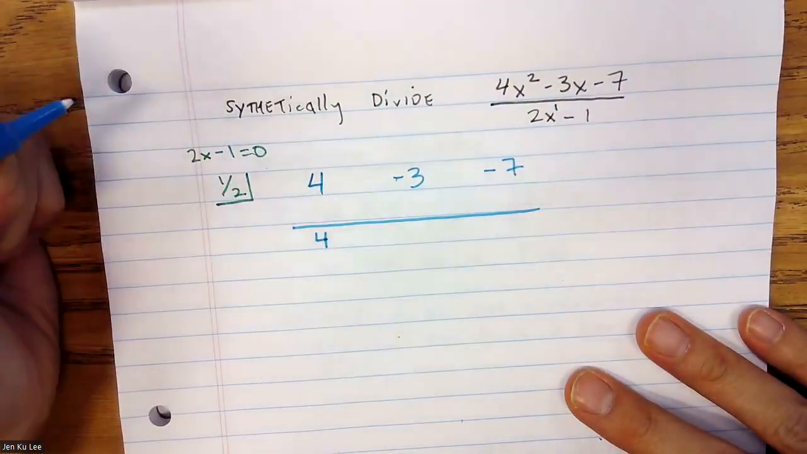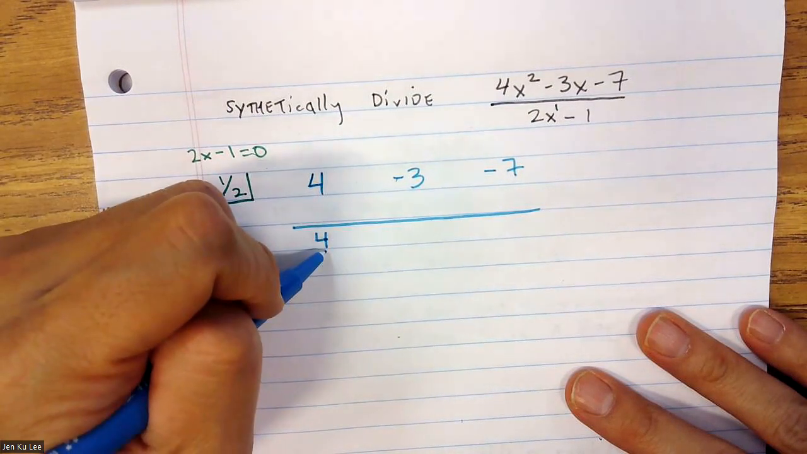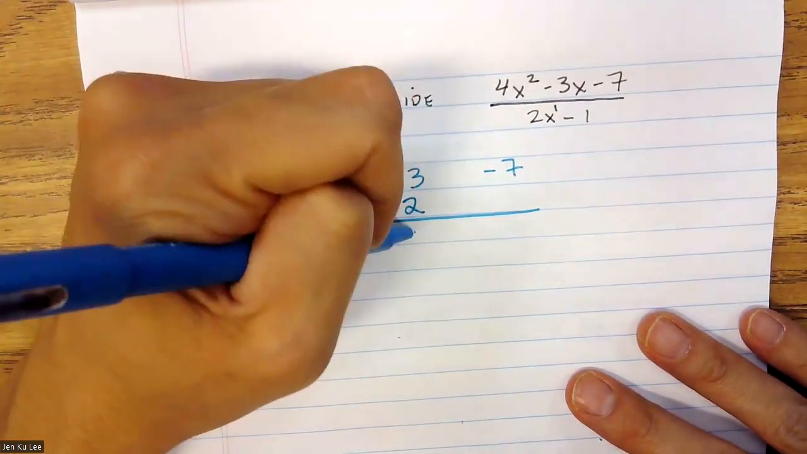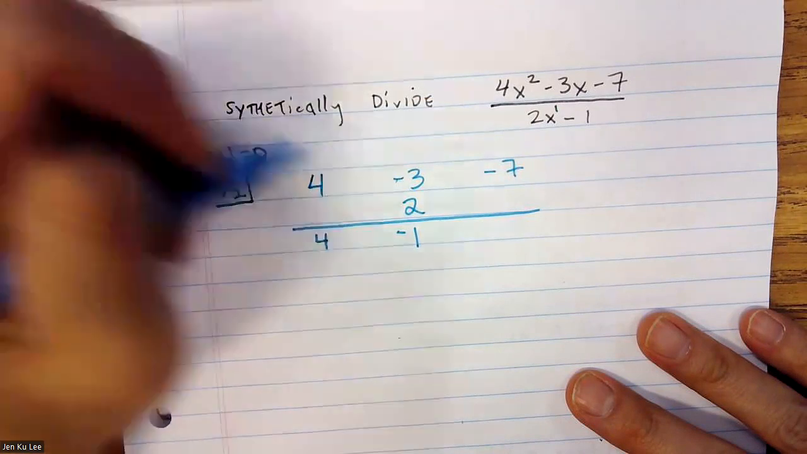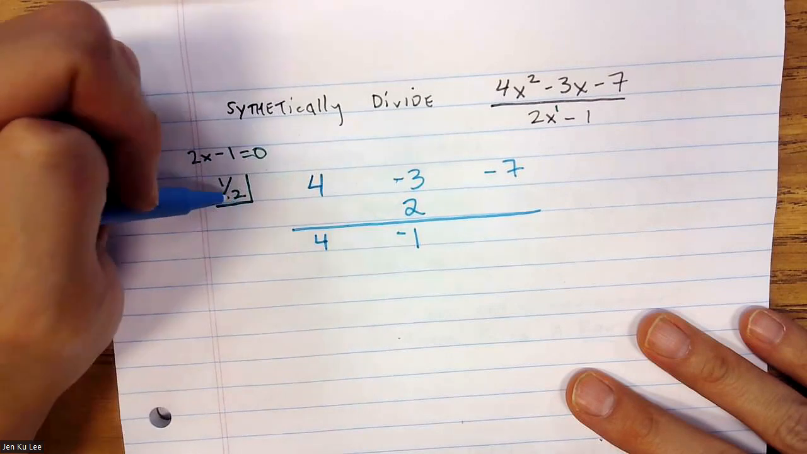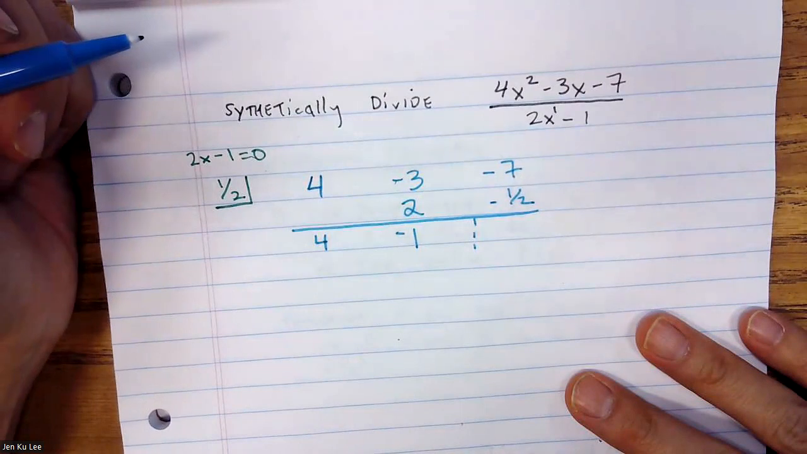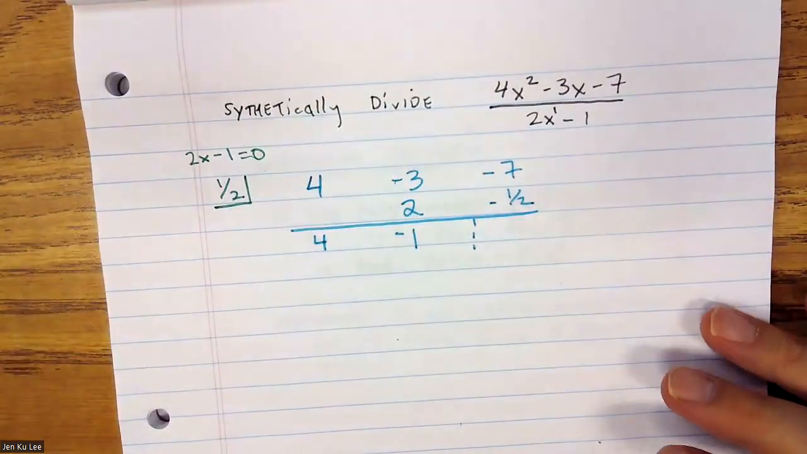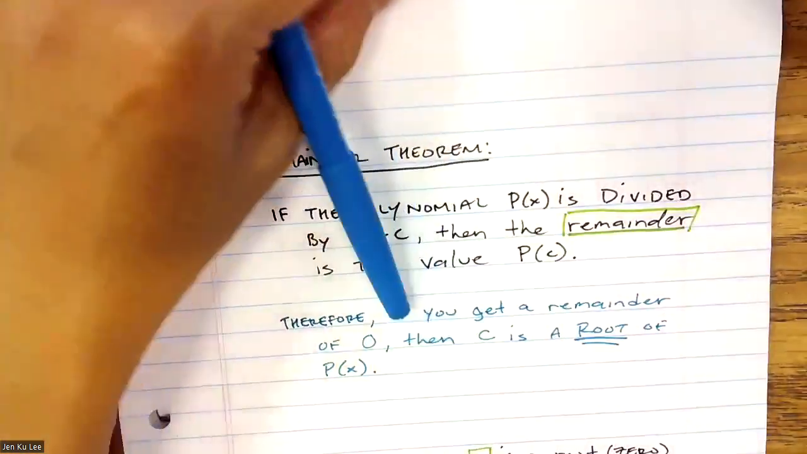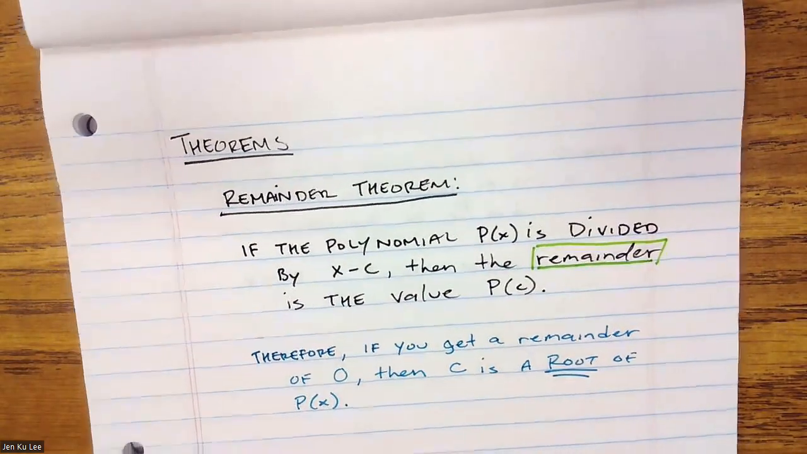Drop it. Multiply 1/2 times 4. That's 2. Add, that's negative 1. Multiply, that's negative 1/2. You know what? I don't like this one. So I'm going to stop there, and we'll do more examples in class. So that's what synthetic division is.